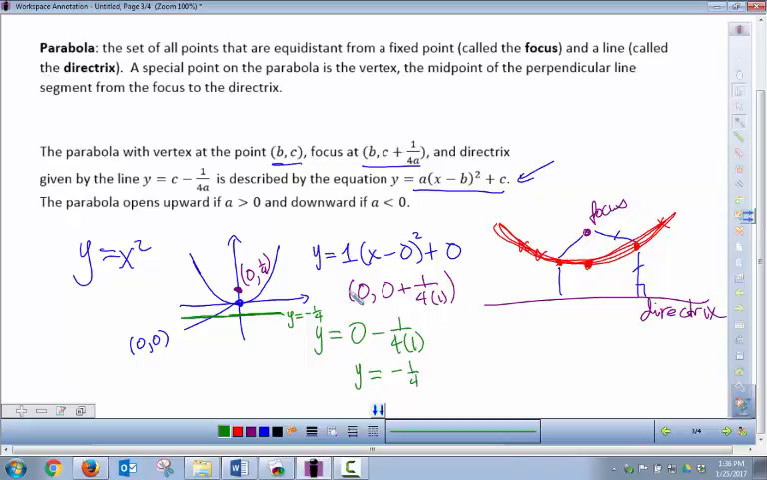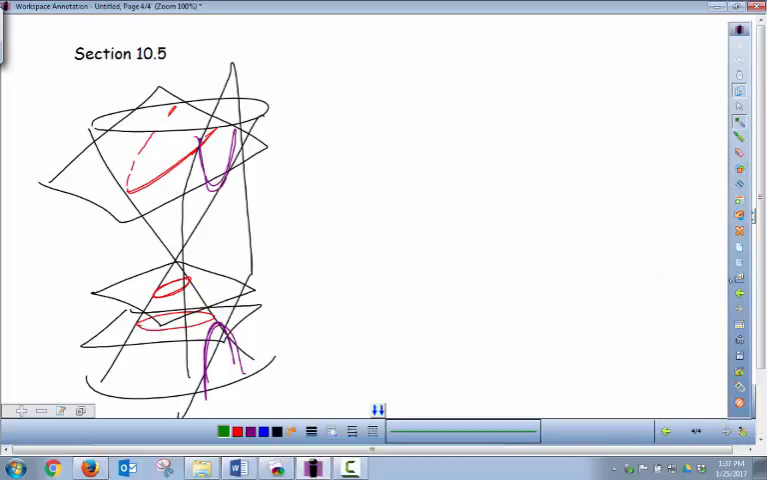Let's make up a problem. Should we go forward in looking for the focus and directrix, or should we go backwards and, if we have the focus and directrix, find the equation? Let's find the focus and directrix. So let's make up a problem.